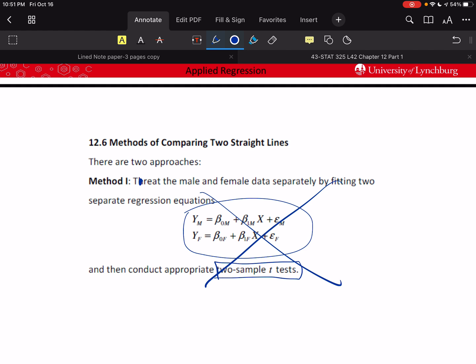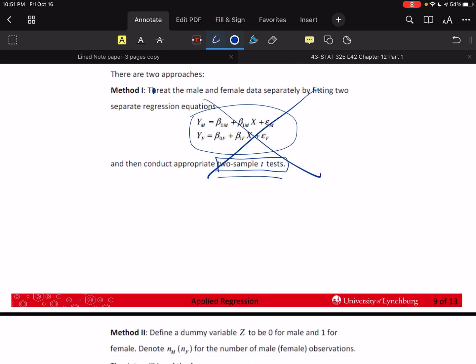This is a bad method. So we're not going to consider this method. This actually is not regression. This is actually taking something that can be handled very easily and efficiently with regression, and throwing away the regression and going back to a very cumbersome two-sample t-test. Okay, so we won't consider that method.